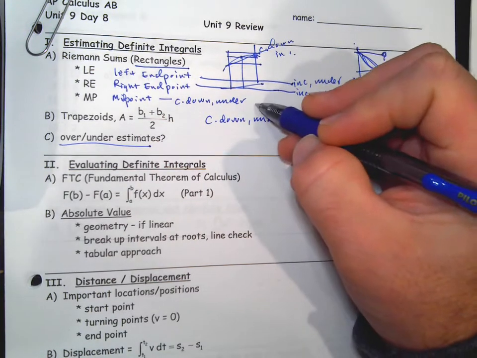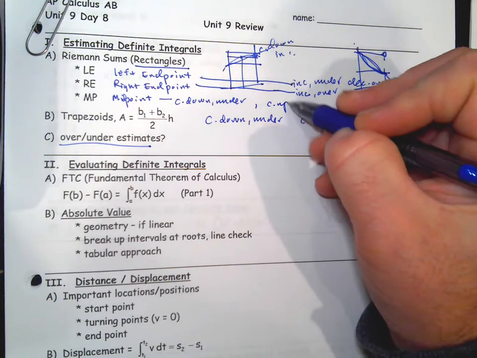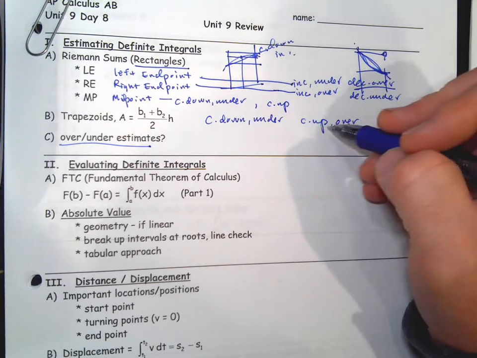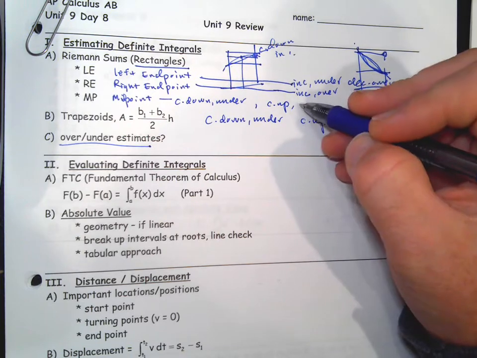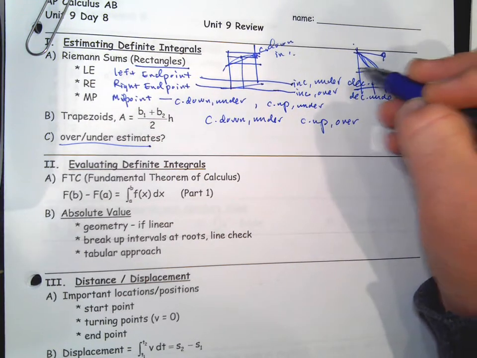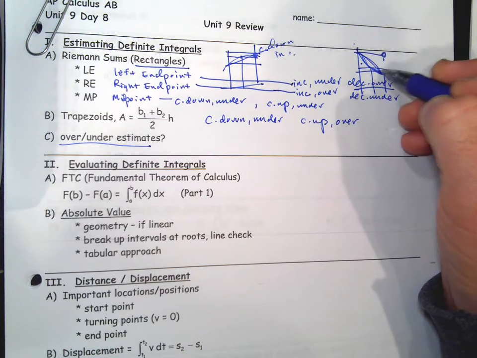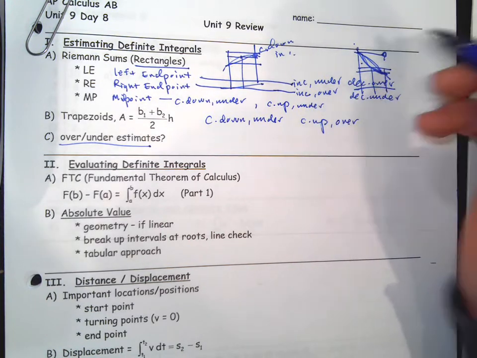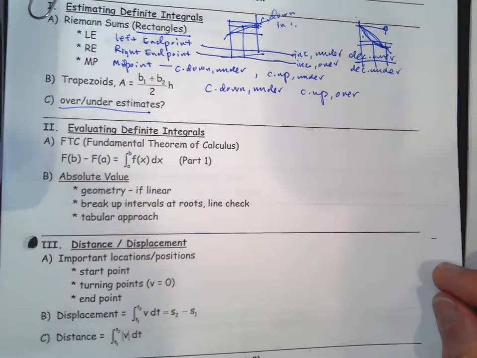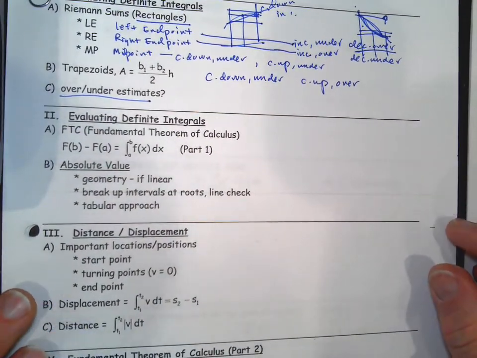And midpoint, concave up. These kind of go with each other, both of these. One is the other. So if concave up is over for trapezoids, then concave up is going to be under for midpoints. But you could draw a picture of the midpoint and be like, well, there's a lot more under than over, so the overall effect is under. Anyways, I find just drawing pictures of those is the best way. Memorizing them, I feel like it's too easy to mess up.